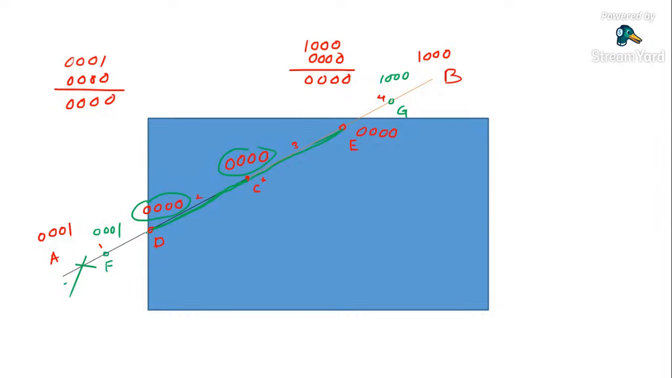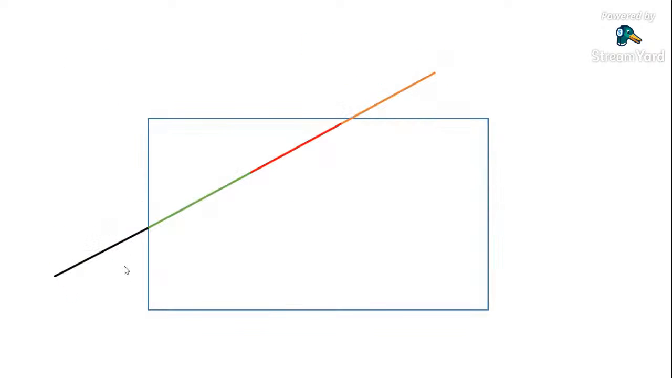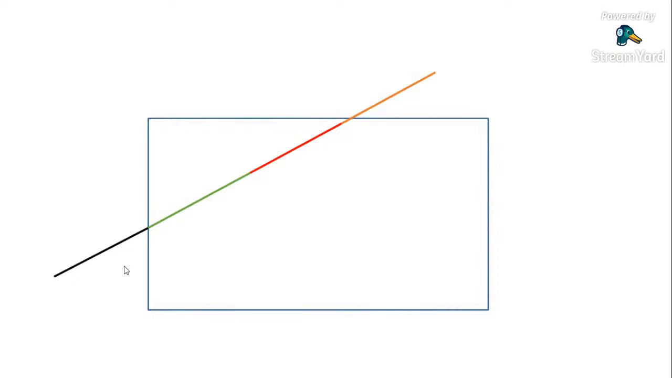Now FD is somewhere clipped, so again you can divide it into two parts, and this concept will repeat till you get a completely outside part or a completely inside part. So this is called the midpoint subdivision algorithm. See here, again you have to divide. Here the green and red color is accepted. So this process will be continued till you get the complete inside part. So this is called the midpoint subdivision algorithm.